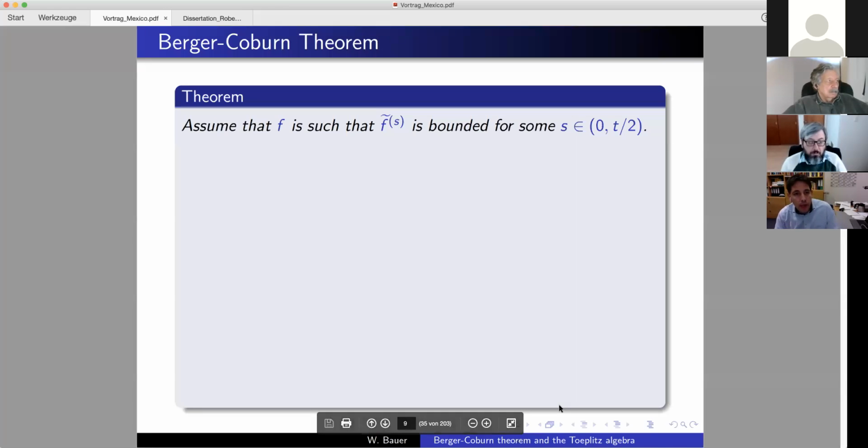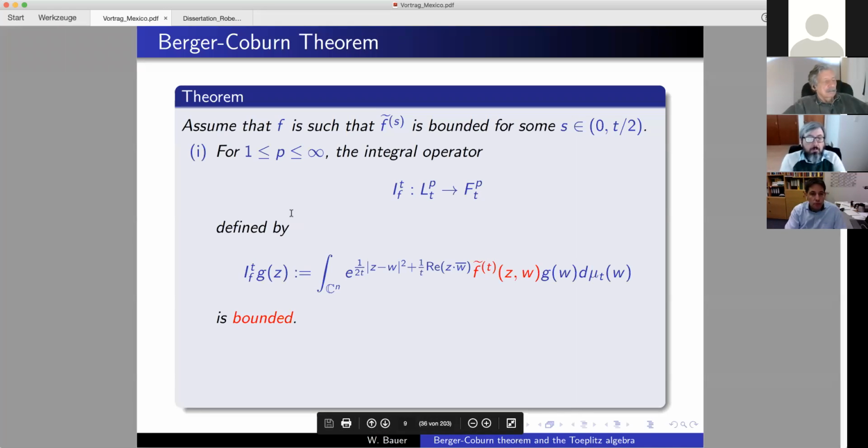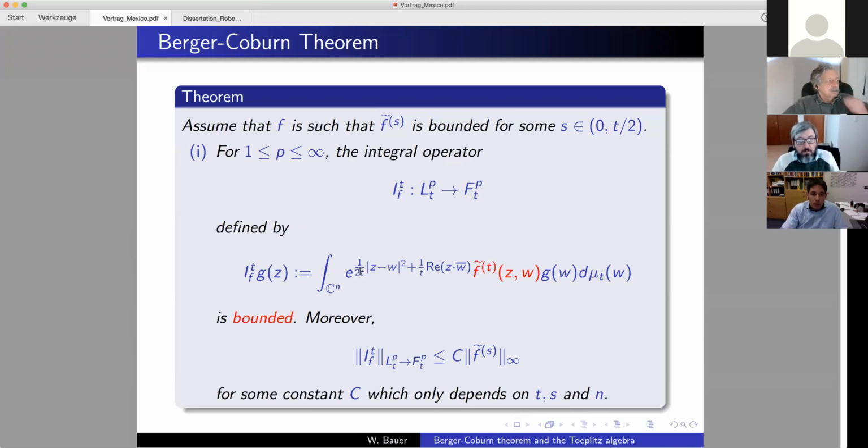Okay, and now we can prove the following. I just want to skip the statement. So if f is a function such that the heat transform at some time s, which is smaller than t over 2, is a bounded function, then we can look at this integral operator which is written here. That was just the same expression as in the Toeplitz operator which I just showed you, but I may consider this not on the p-Fock space but on the whole L^p space. So that integral operator maps from L^p_t to F^p_t, and under this condition, the boundedness of this for small s, that's a bounded operator.